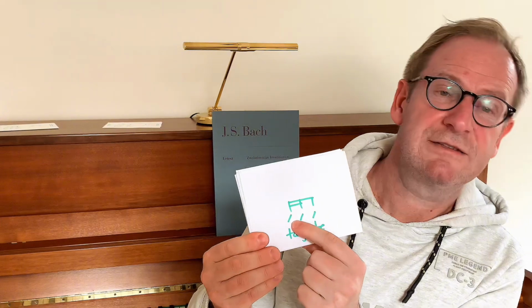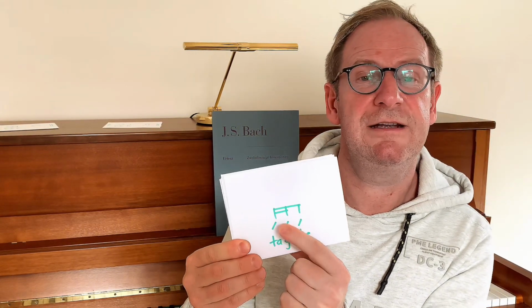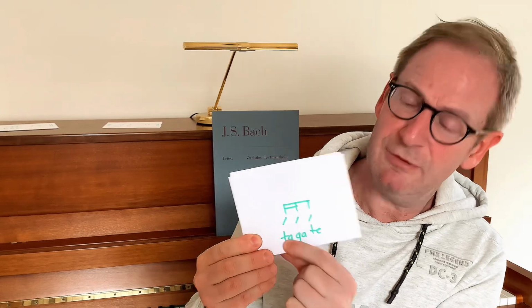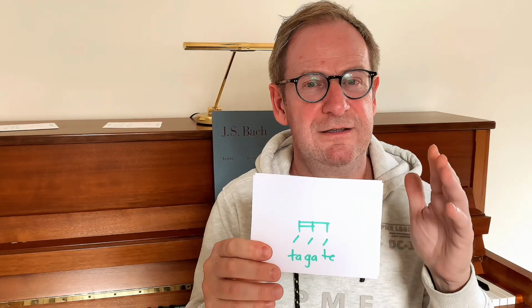We have divided the ta from the tate into taga, and the te remained. So the beat is always on the ta, and the and is on the te. Also here, no matter if we have a ga or not. So we have taga te, taga te, taga te, taga te, or 1, 2, 3, 4. Taga te, taga te, taga te, taga te.